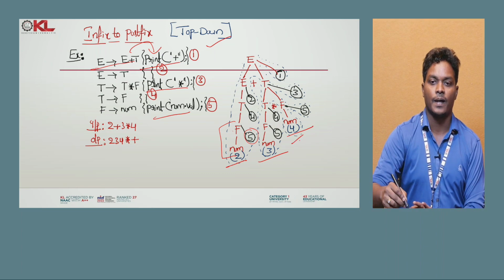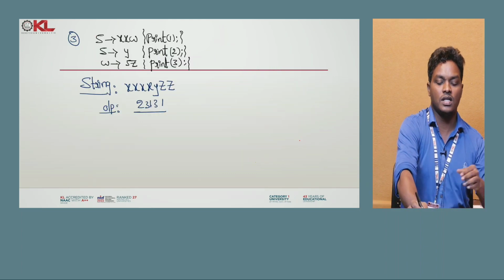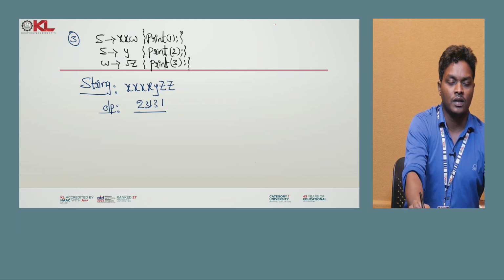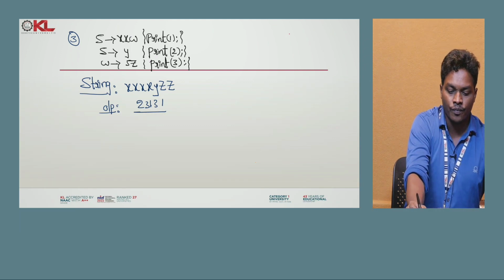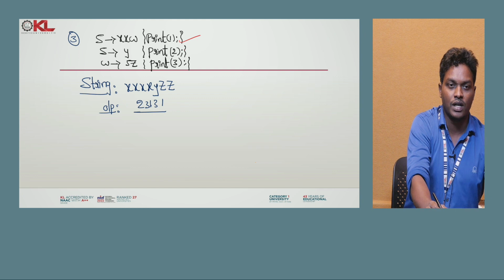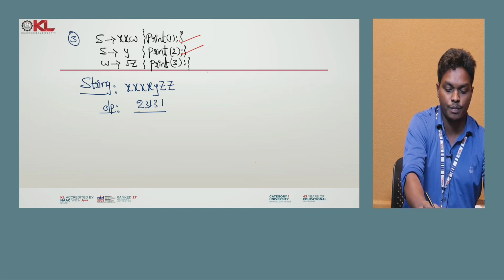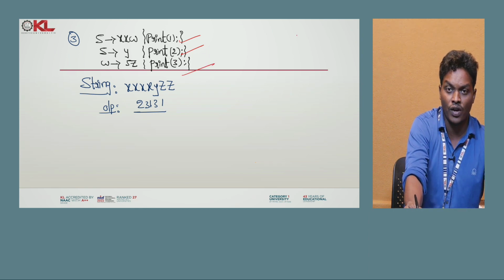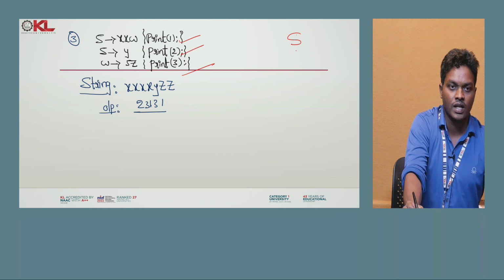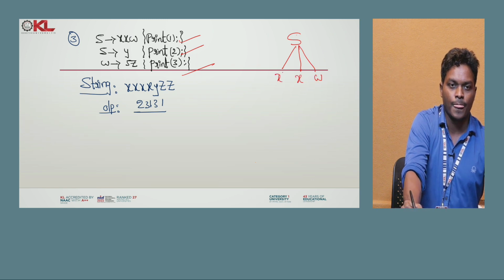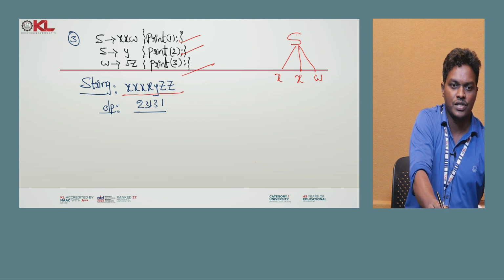Next, see here, there is a problem they have given: S tends to xS double. If there is a production like this, we have to print 1. X tends to y means print 2. Next, W tends to Sz means print 3. So see here, first we need to design like this, S tends to xS double x. So we need to design this string.